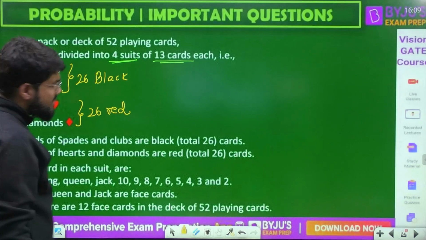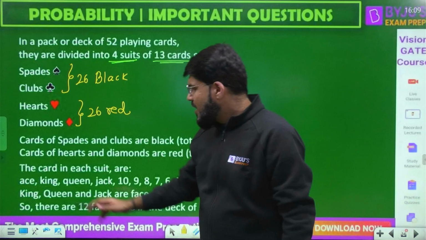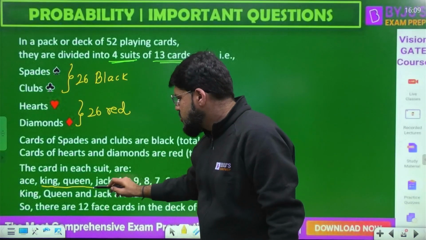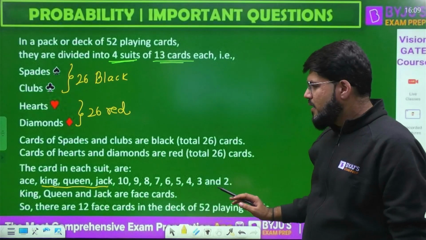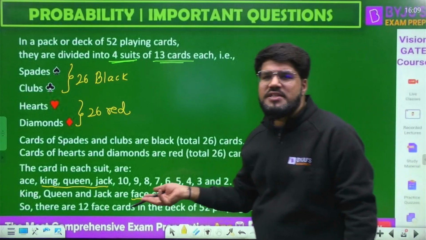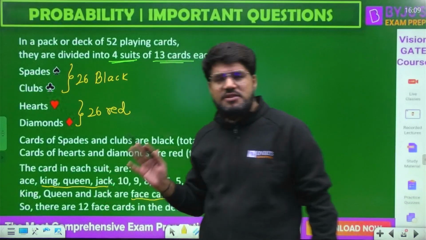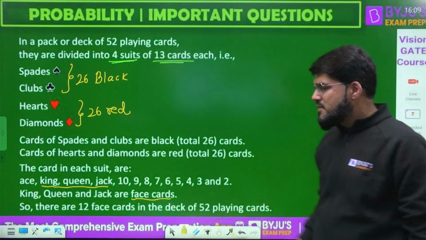Now, what is there in each suit? 13 cards. Out of the 13 cards, you have ace, king, queen, jack, and then 10, 9, 8, 7, 6, 5, 4, 3, 2. King, queen and jack are also known as face cards because they have a face printed on them: the king face, the queen face and the jack face. I hope you have seen these cards at least once. We call them face cards.